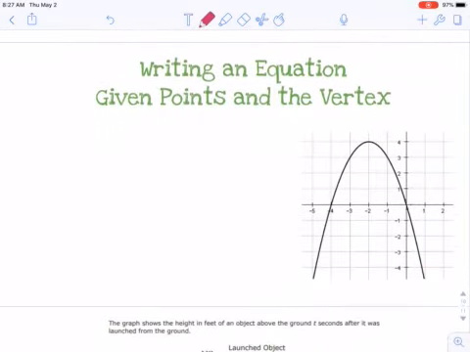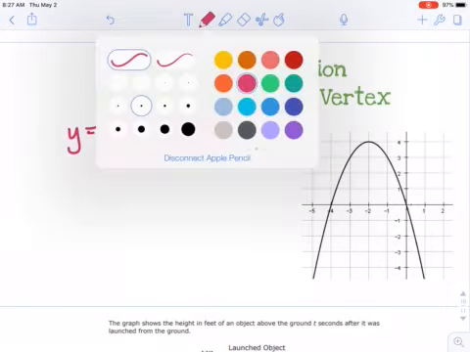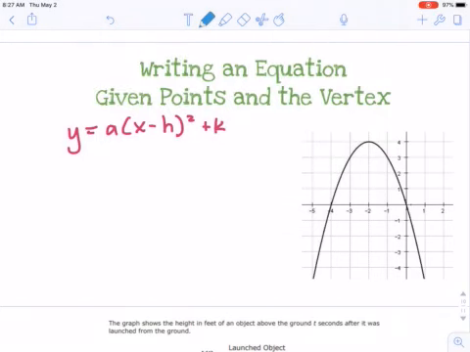Okay, the last thing we did was writing an equation given the points and the vertex, okay? And this relied on your knowledge of vertex form. So I'm going to write vertex form without any numbers plugged in, but then I am going to plug in what I know. So looking at this graph, I know the vertex is negative 2, 4. So I'm going to go plug that in where the vertex is. So negative 2 gets plugged in here, and 4 gets plugged in here.